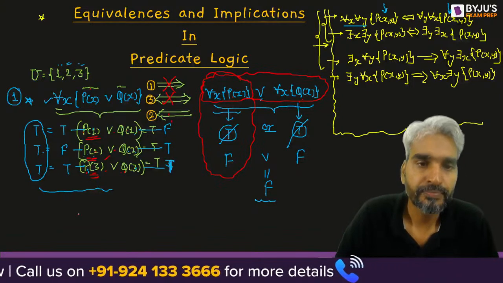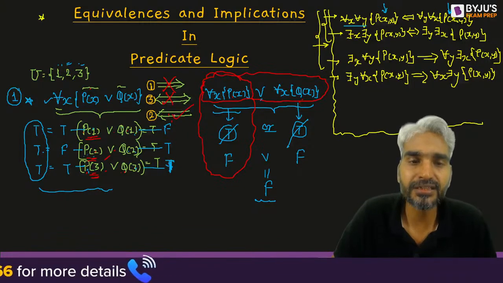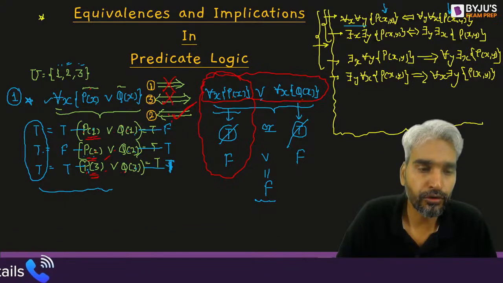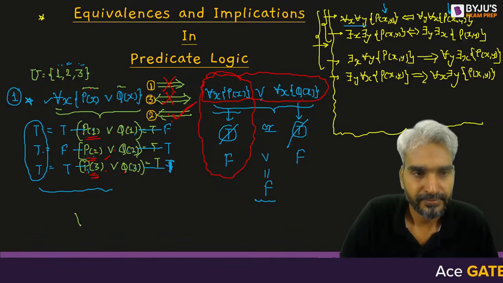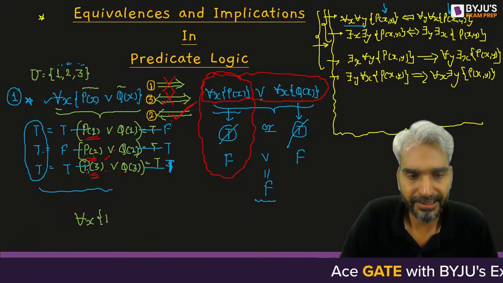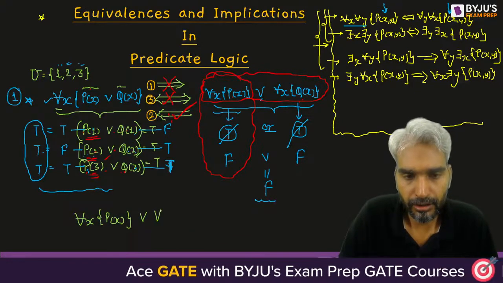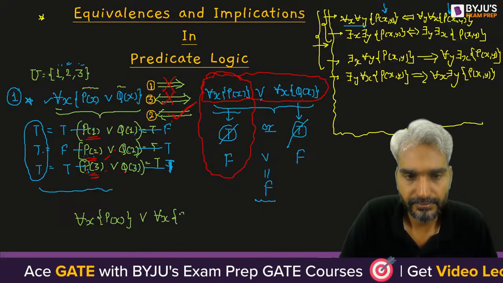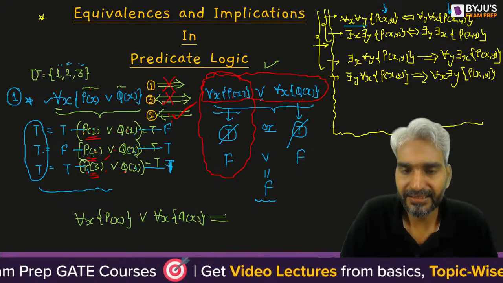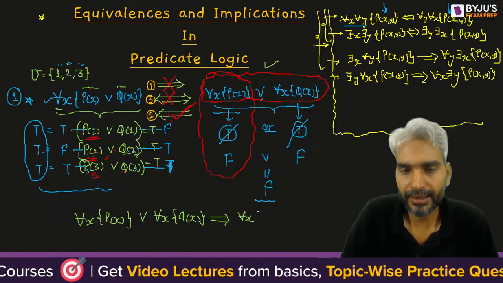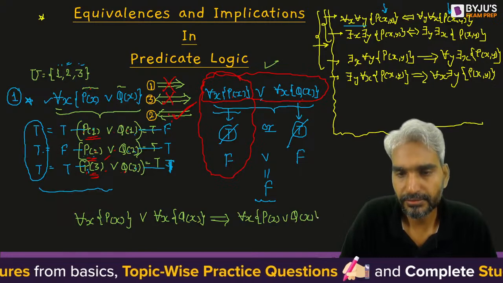So, what do we know? The first is not valid, therefore, third is automatically not valid, but the second one is valid. So, what relationship holds between LHS and RHS? The relationship is that for all X PX, disjunction for all X QX, this is your RHS actually. This logically implies for all X PX or QX. Got the idea?